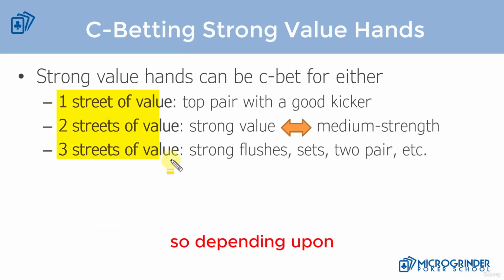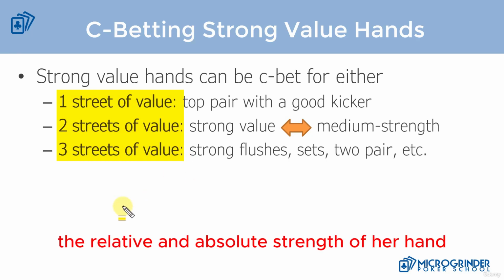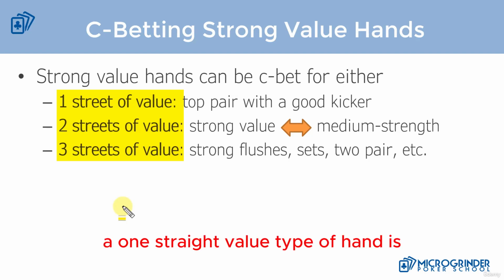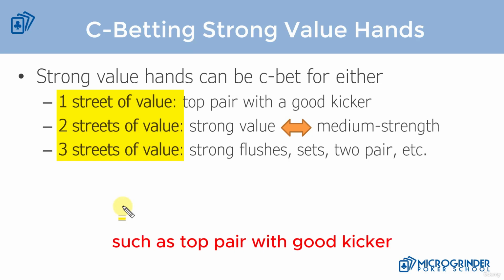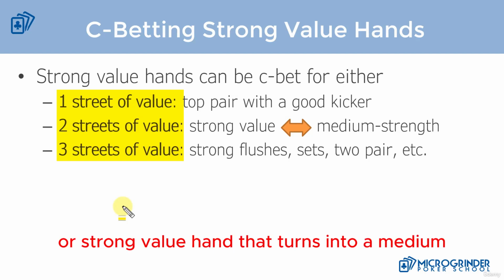So depending upon everything that we talked about in this course, combined with the relative and absolute strength of your hand, we can look to extract either 1, 2, or 3 streets of value. A 1 street value type of hand is typically going to be an okay strong hand, such as top pair with good kicker. 2 streets is either going to be a medium strength hand that turns into a strong value hand, or a strong value hand that turns into a medium strength hand.